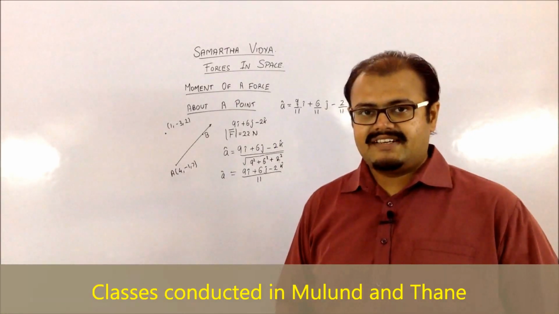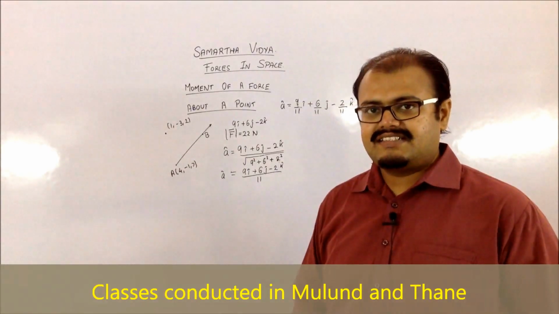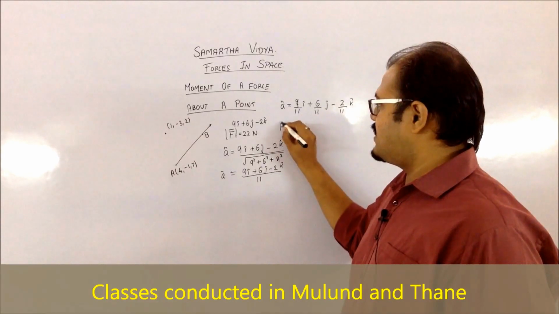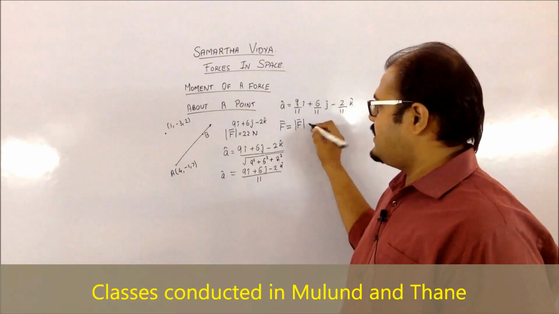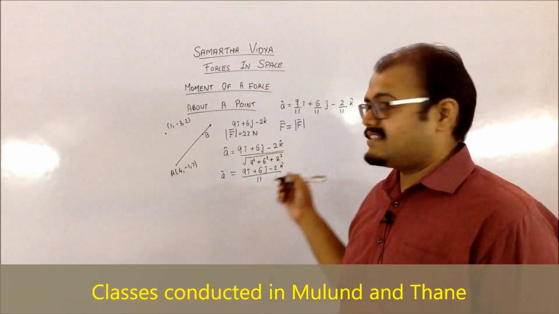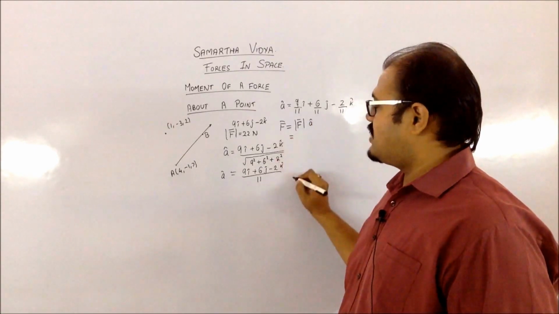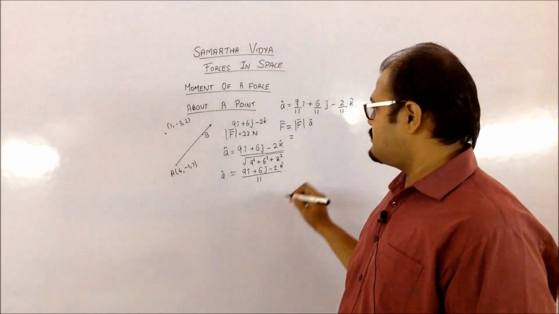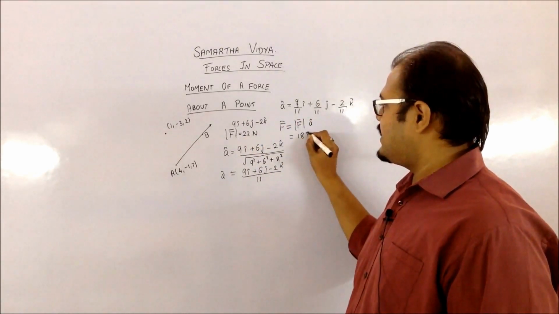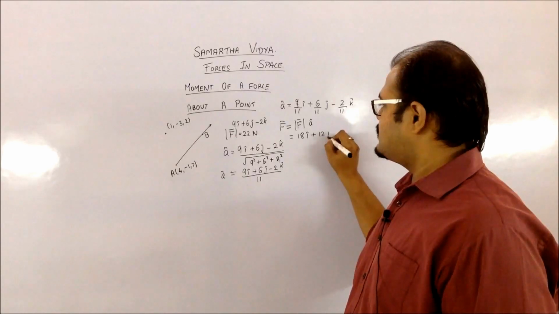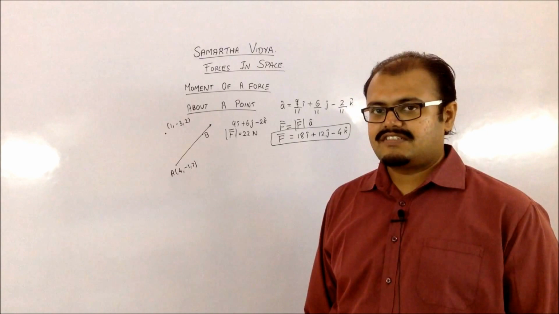Now after finding the unit vector, I need to find my force. So my force representation is going to be F bar equal to the magnitude of F into the unit vector. In this case my unit vector is this particular thing, so after calculation, that is multiplication by 22. So that's going to be 18 i cap plus 12 j cap minus 4 k cap. So we have got our F bar, which was our first step.